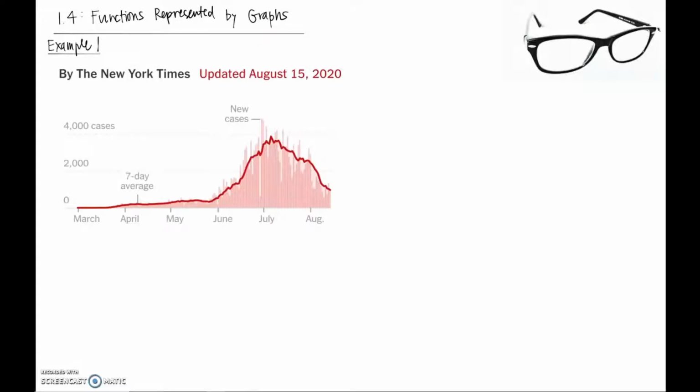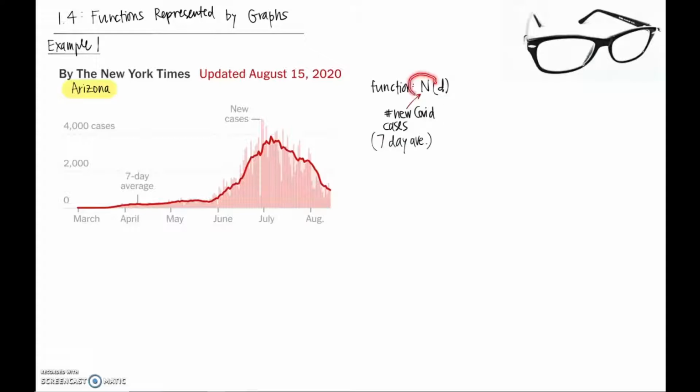And the first example I want to look at is this graph here that I got out of the New York Times. It's a graph of the 7-day average of new cases of COVID from March through mid-August, and over here are the number of those new cases. And this is for the state of Arizona. We're going to call this function that's represented by this graph n of d.